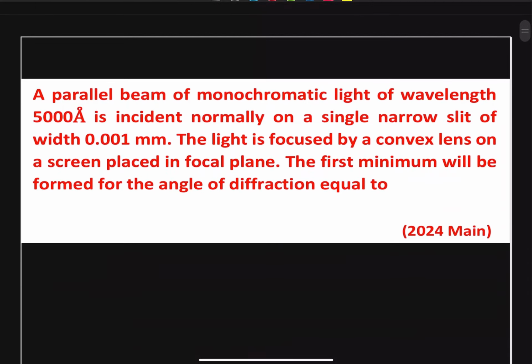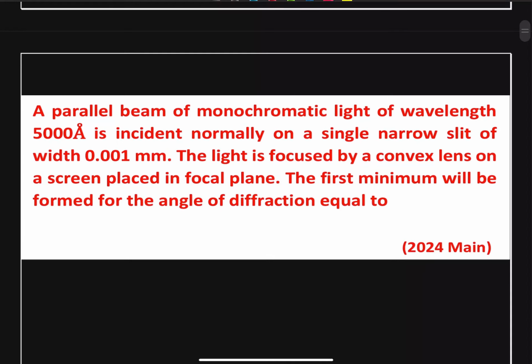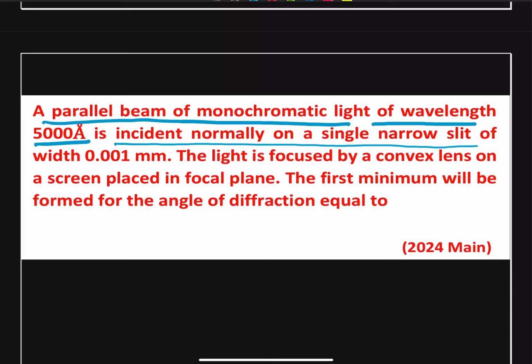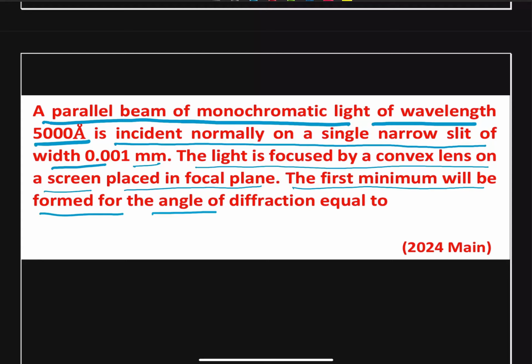Next question. It states that a parallel beam of monochromatic light of wavelength 500 angstrom is incident normally on a single narrow slit of width 0.001 millimeter. The light is focused by a convex lens on a screen placed in the focal plane. The first minima will be found for the angle of diffraction equal to. So here we have to find out the angle for the first minima, and that is quite a simple relationship.